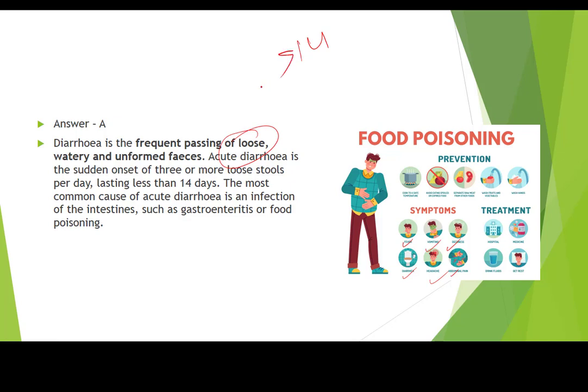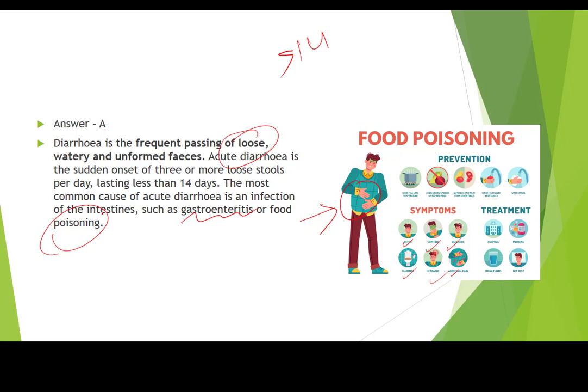The most common cause of acute diarrhea is an infection of the intestines. For example, in a patient with gastric problems or food poisoning, do not eat gastric-related food like hot and sweet foods and fried foods, all those things. So this is acute diarrhea, based on gastric problems or what we can call food poisoning.